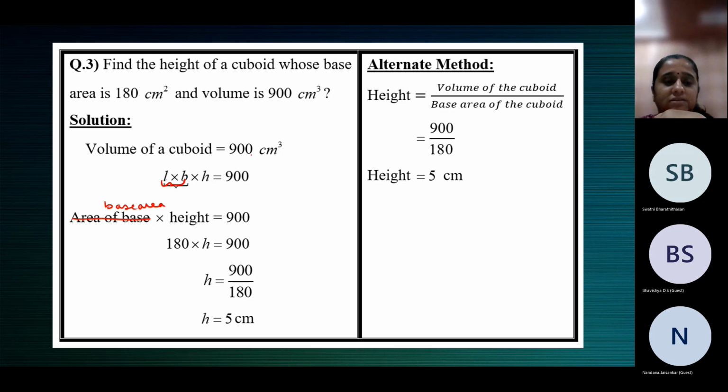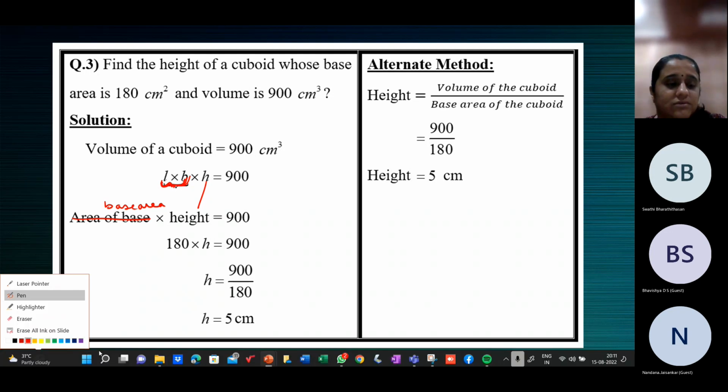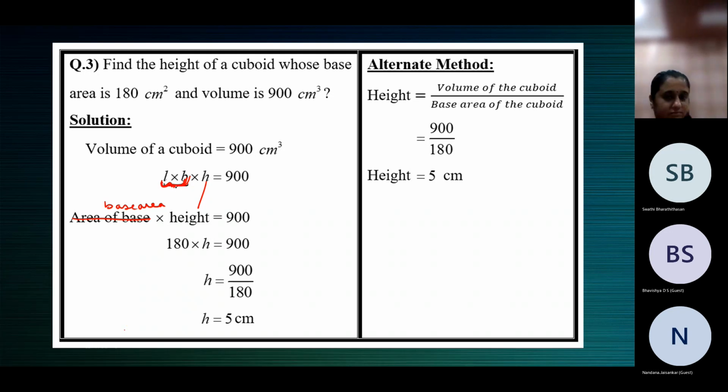So volume is 900. Volume means L into B into H is 900. And this L into B is nothing but base area. So base area into H is equal to 900. Substitute the base area: 180 into H is equal to 900. H is equal to 900 by 180, 5 centimeters. Done, ma'am. Yeah.